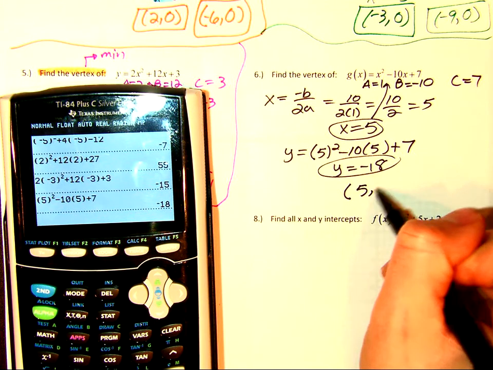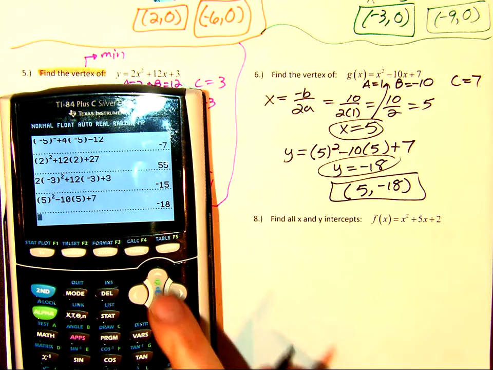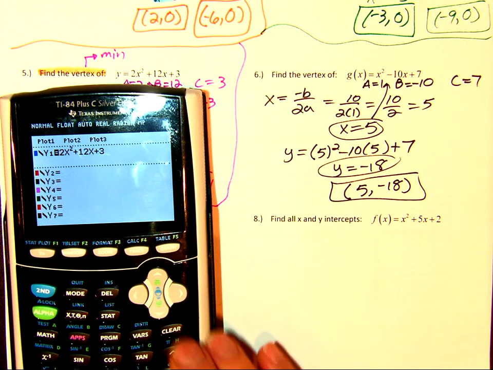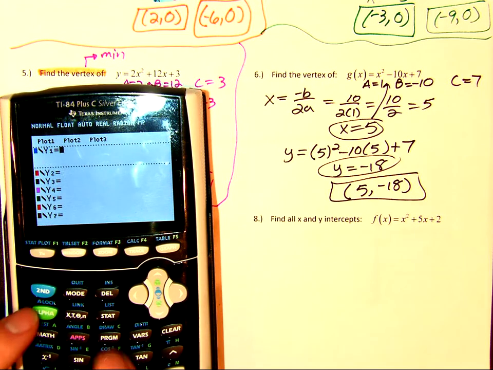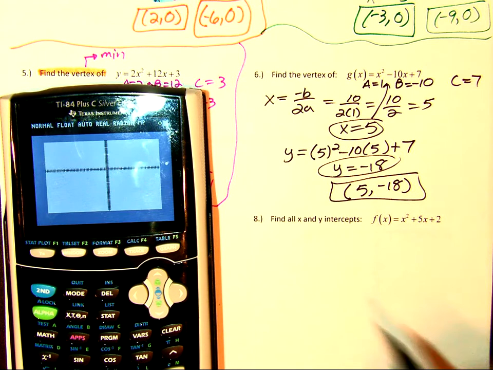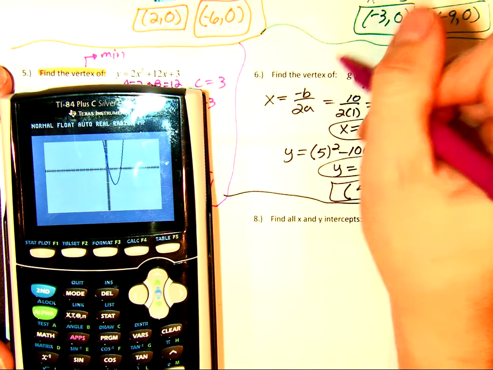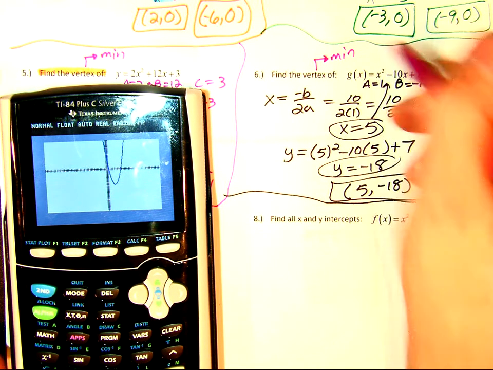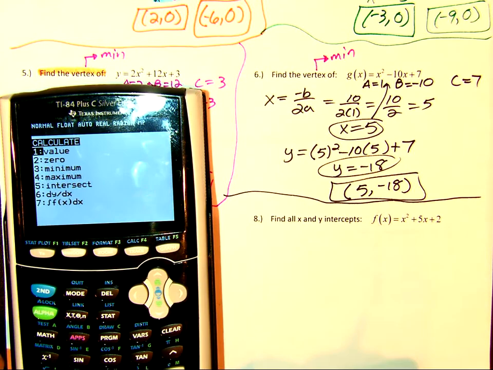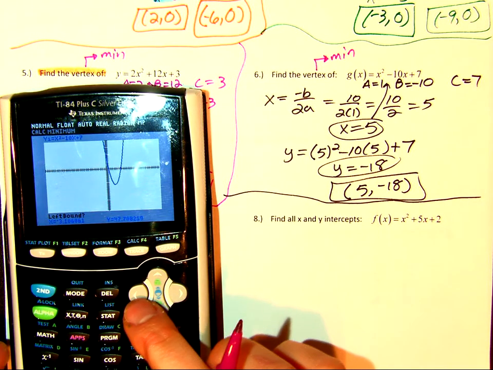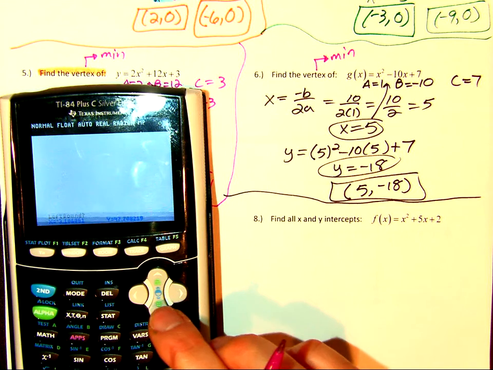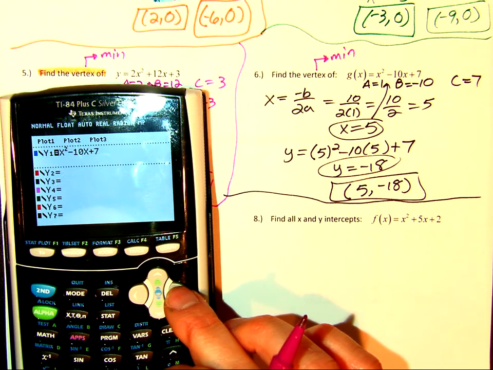But again, I could go to my y equals. I can clear this out and type it in: x squared minus 10x plus 7. And I can graph it. And again, you should look here. This ends up being a minimum again. So we go to second calculate. 3 is the minimum. That doesn't look right. Let me look at my y equals again. Oh no, that's good. Sorry. Just wanted to make sure.